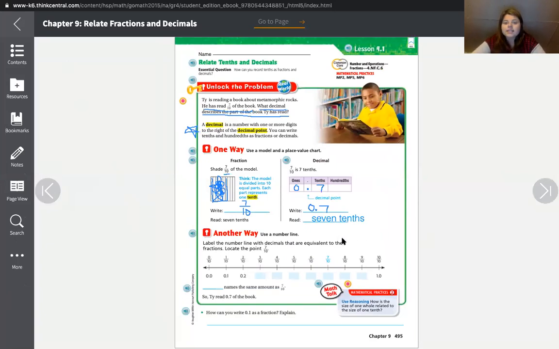All right, so let's continue. Another way that we can label a fraction as a decimal is to use a number line. And we've done number lines many, many times for many different concepts. Okay, so let's look. Label the number line with decimals that are equivalent to the fractions and locate the point 7/10. Okay, so they started it off for us. They started with the fraction 0/10, which means there's really nothing. So we write that as 0.0.